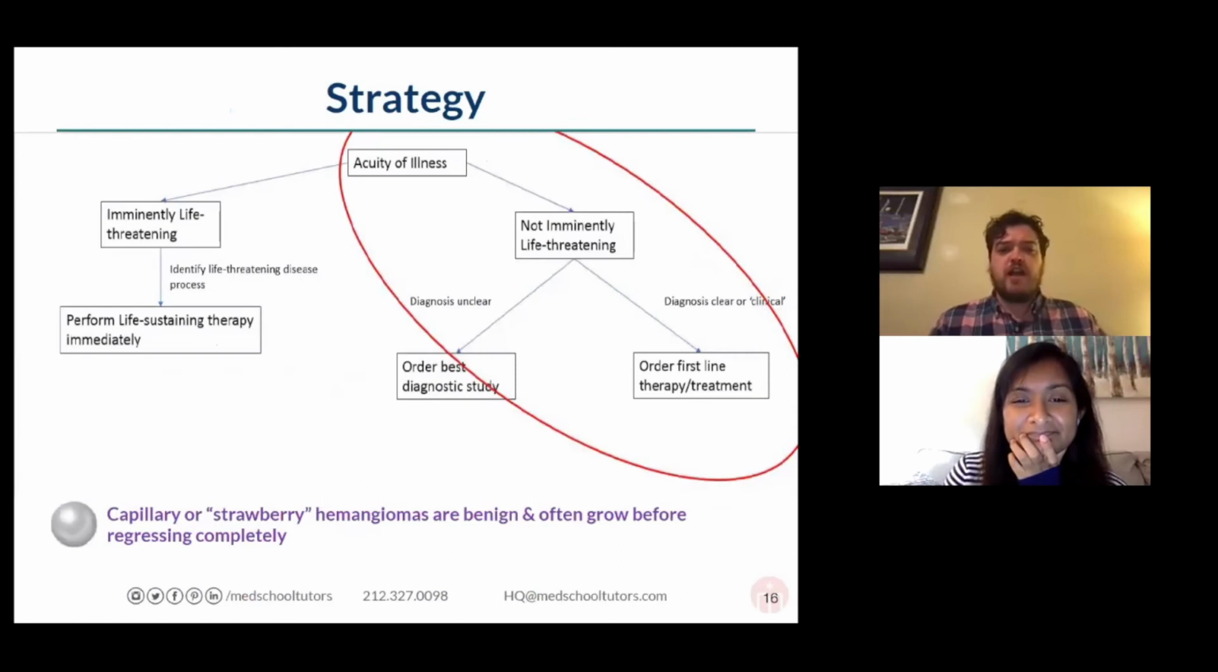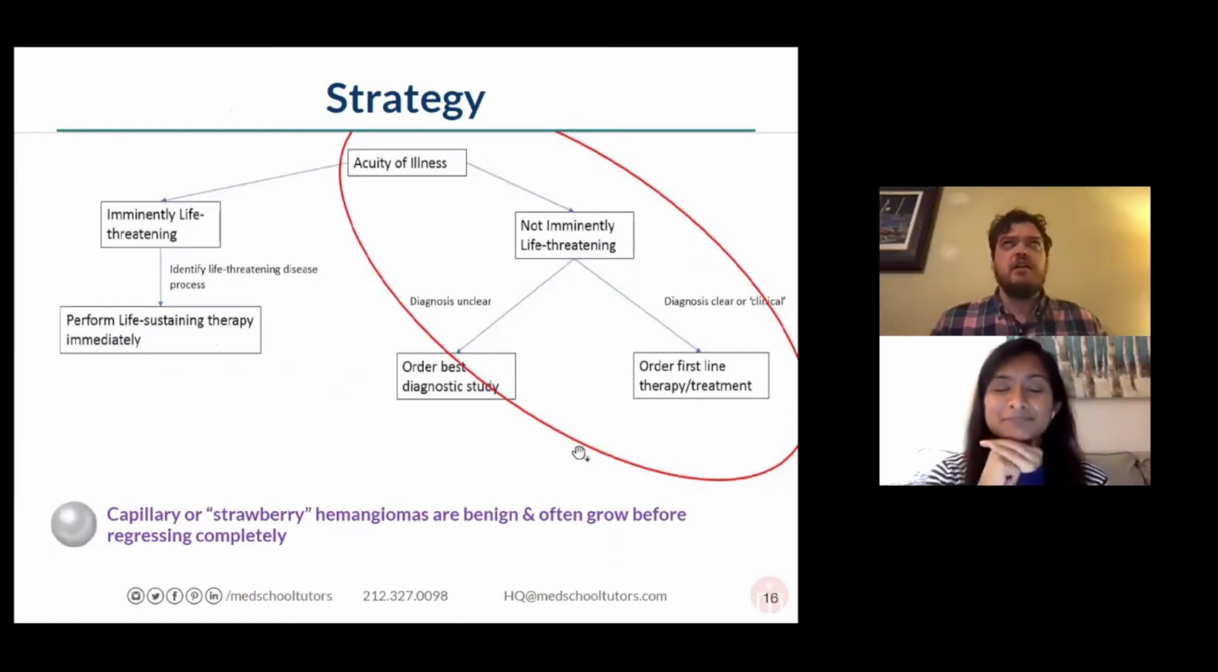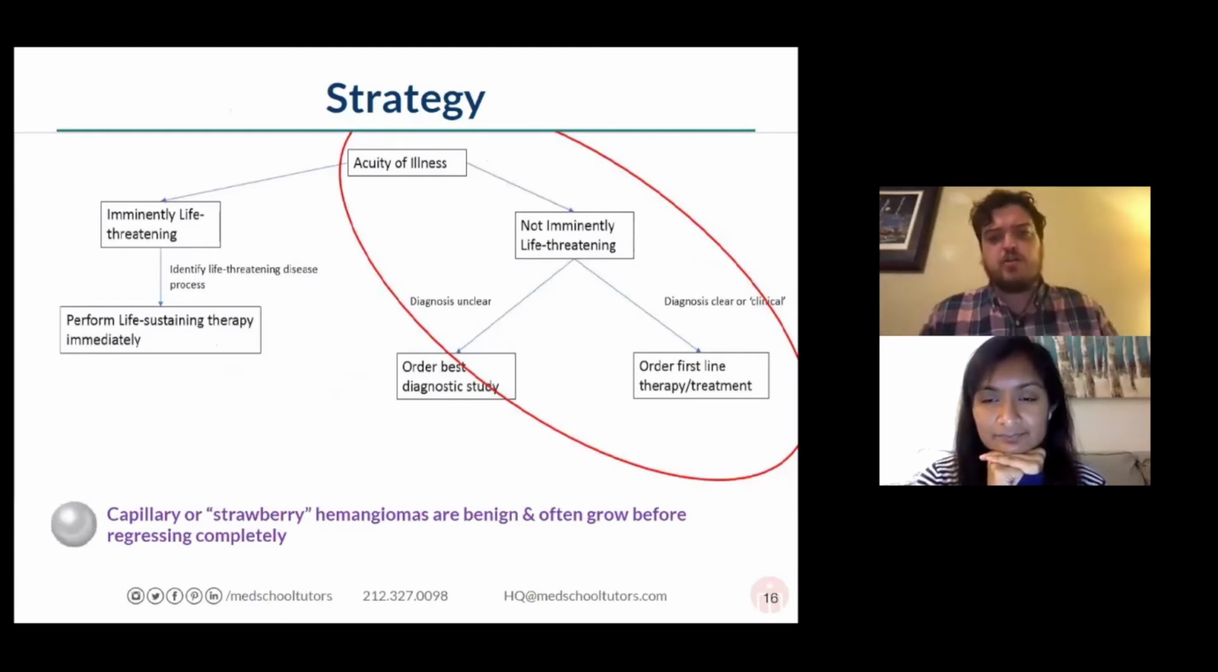So if we look at our strategy here, and I walk through this again, think about acuity of illness. I have a well-looking child. That's one of the most important parts of your physical exam. From the doorway, you look at your patient. Do they look well to you? And if they do, that's reassuring. If they don't, you need to act fast.